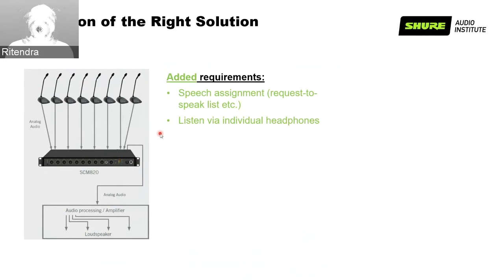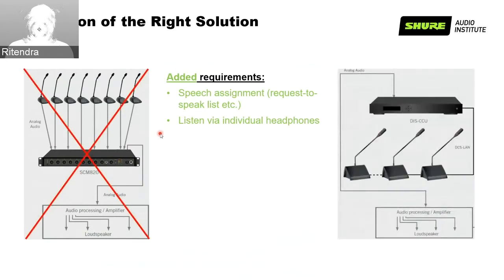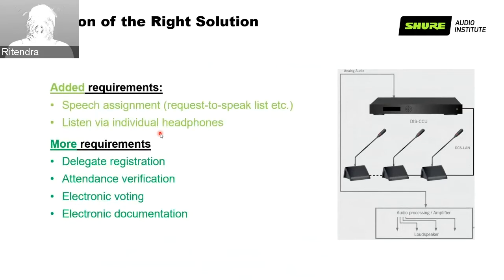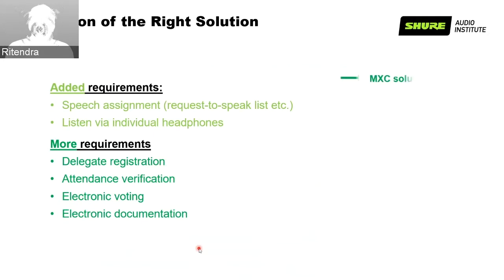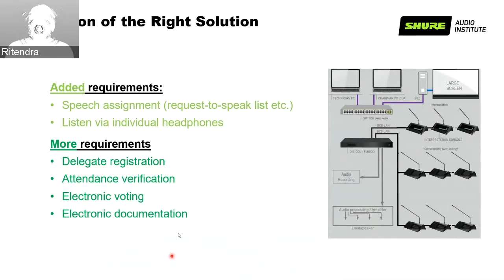this system can fail. At that point, you need to look at a conferencing solution like DDS 5900 and MXC. But if you have more requirements, like delegate registration, attendance verification, electronic voting, electronic documentation, at that point this system will not work because this is the basic system. The solution is MXC, and MXC offers all these features like delegate registration, attendance verification, electronic voting, and electronic documentation.